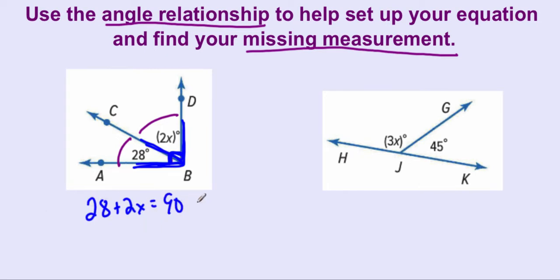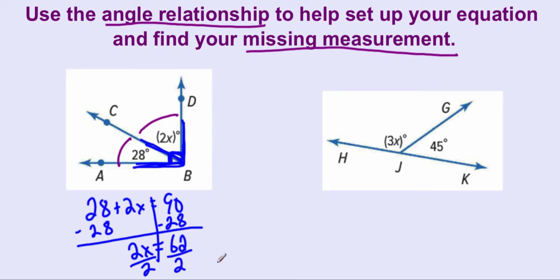So you got to show me your equation, you got to show me how you solved it each time, but that's the idea of what we're using. We know because they're complementary that we can add them together and they have to equal 90. So then we go ahead and solve our equation. Nice simple two-step equation. Subtract 28 from both sides. I'm left with 2x is equal to 62. Divide both sides by 2, and x is equal to 31. So we found our missing measurement of 31.